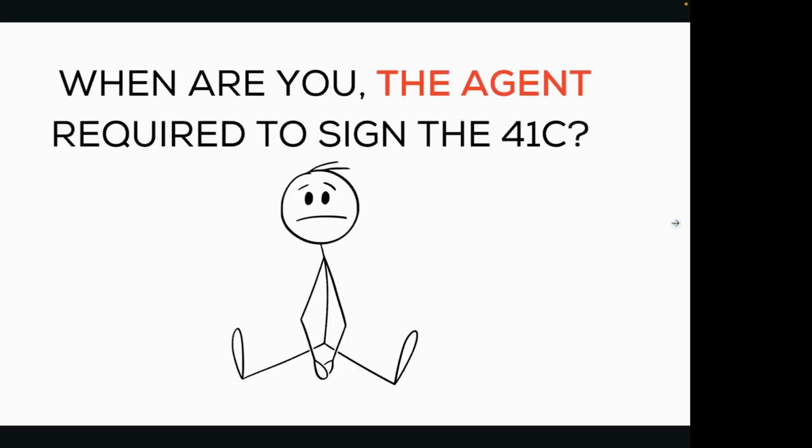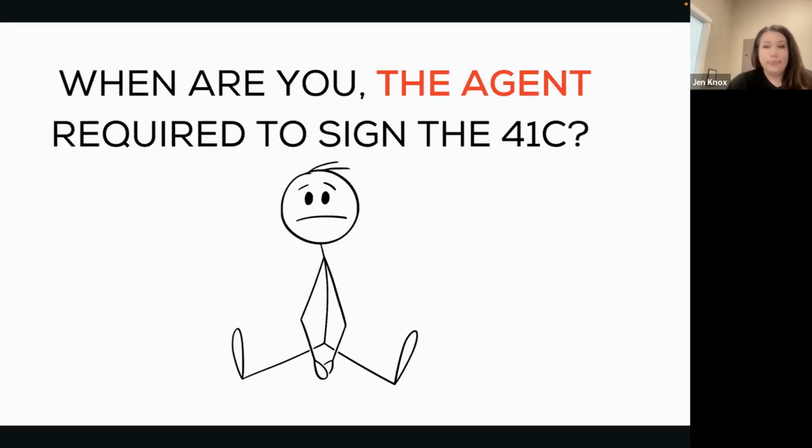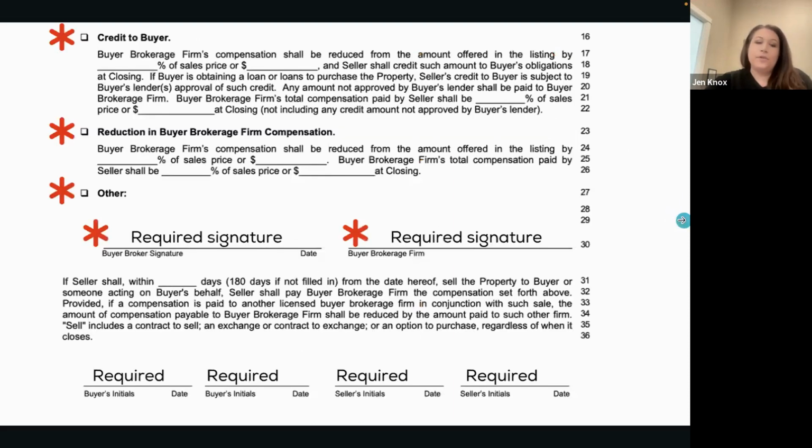So when are you, the agent, required to sign the 41C? We see that there's a signature line at the bottom and there's initial blocks everywhere, but when are you actually required to do the signing on it? Well, believe it or not, we don't need signatures when every single box is checked, only these bottom three options.